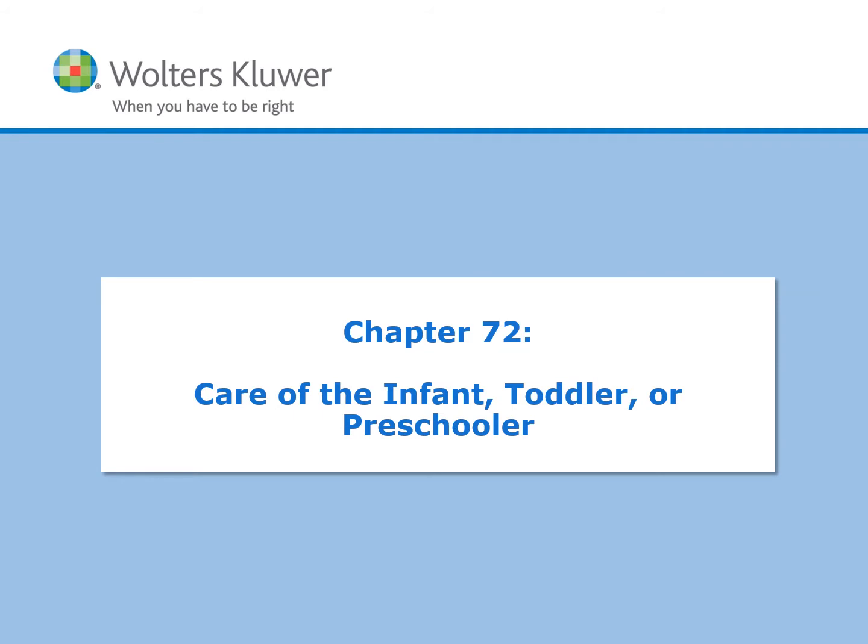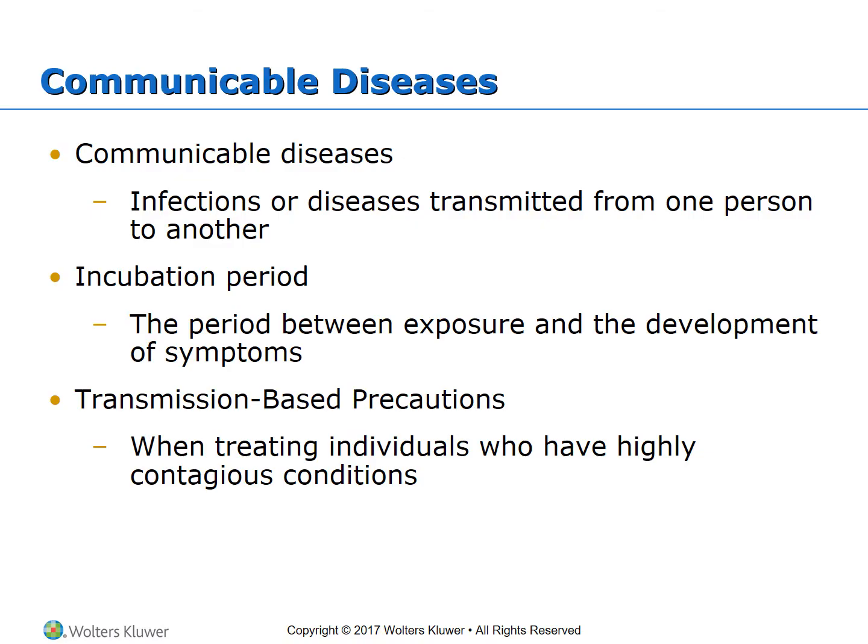This week we're going to cover chapter 72, Care of the Infant, Toddler, or Preschooler. We're going to start off with communicable diseases. What are communicable diseases? It's an infection or disease transmitted from one person to another, many of which are preventable, but can be problematic due to the infectious incubation period, because usually the infectious period is before symptoms appear.